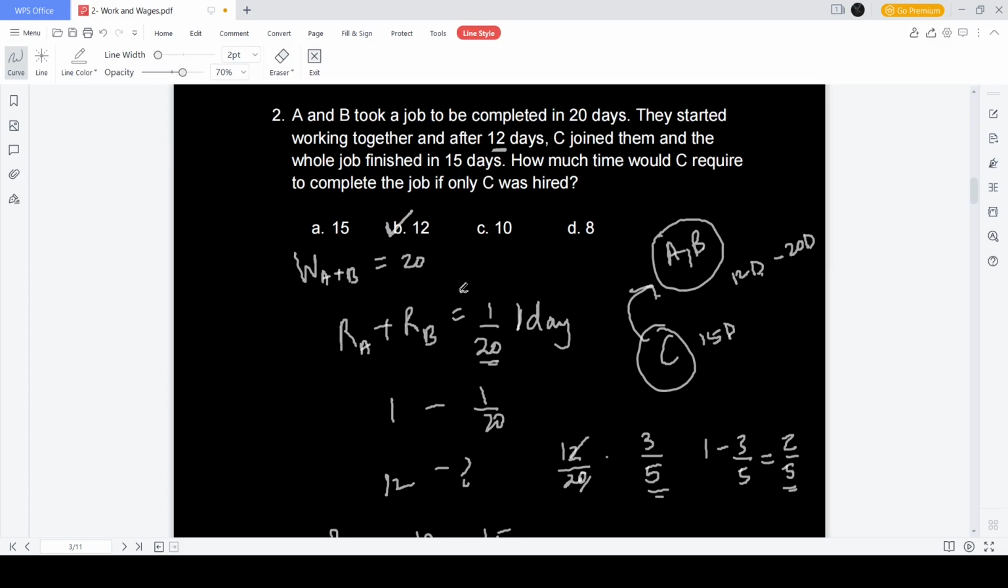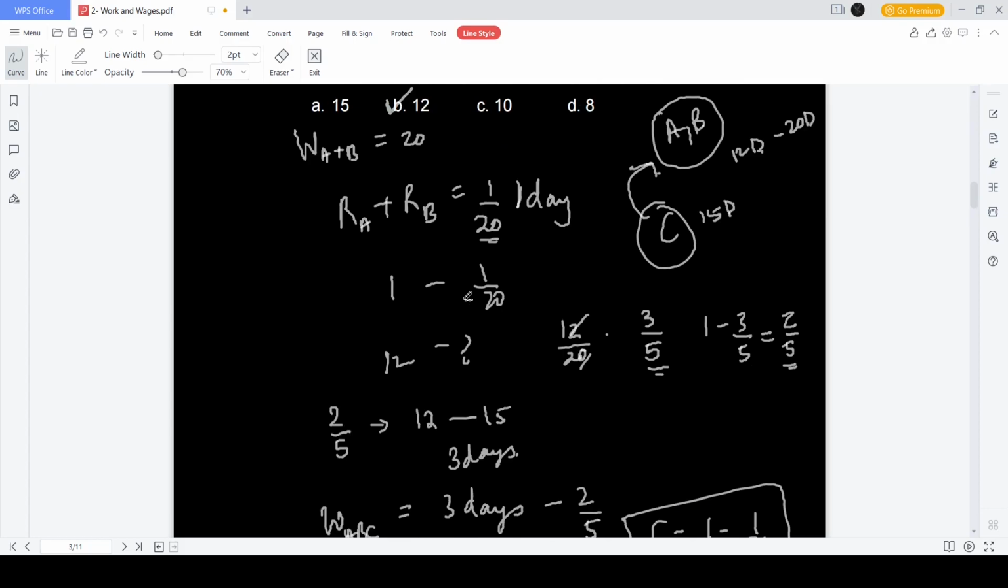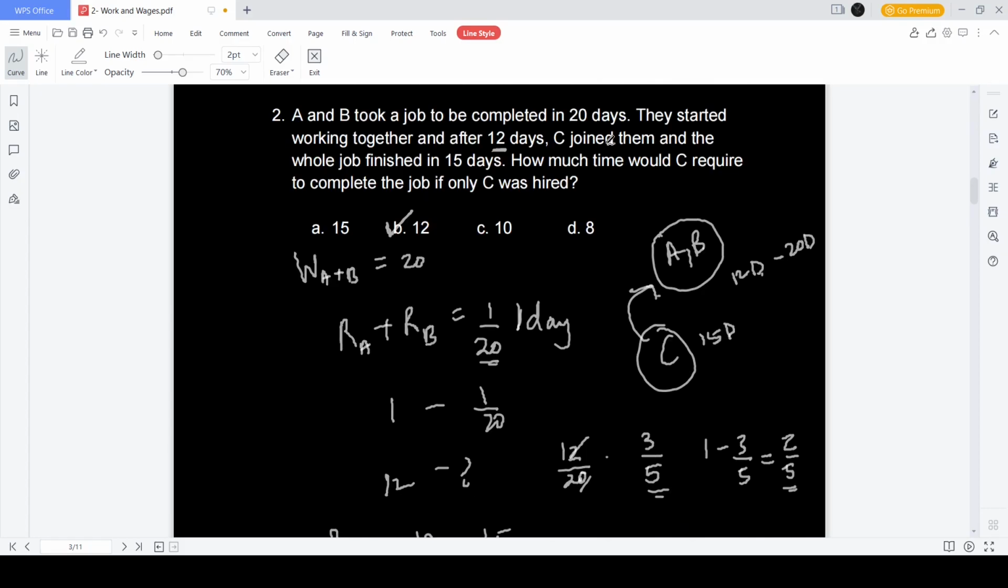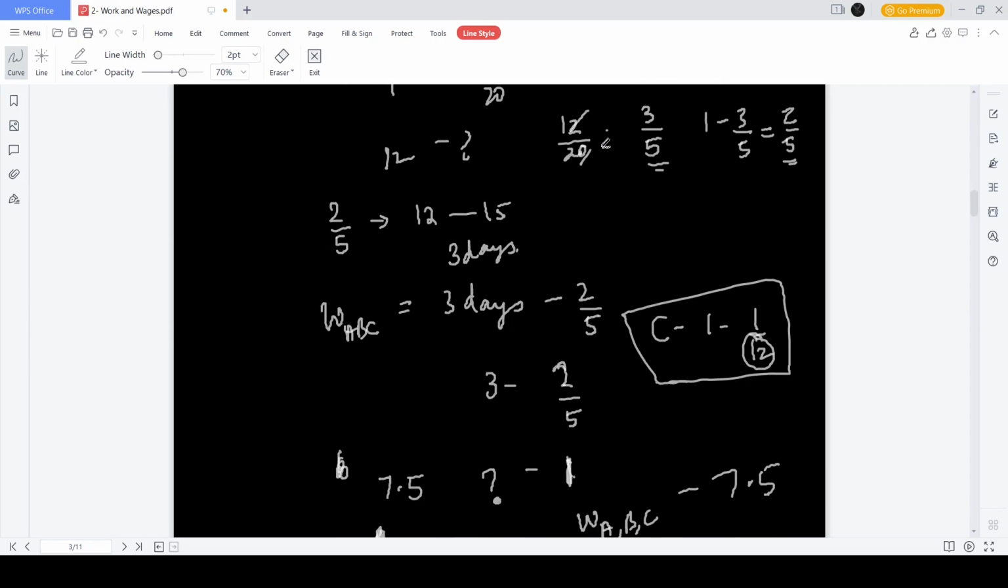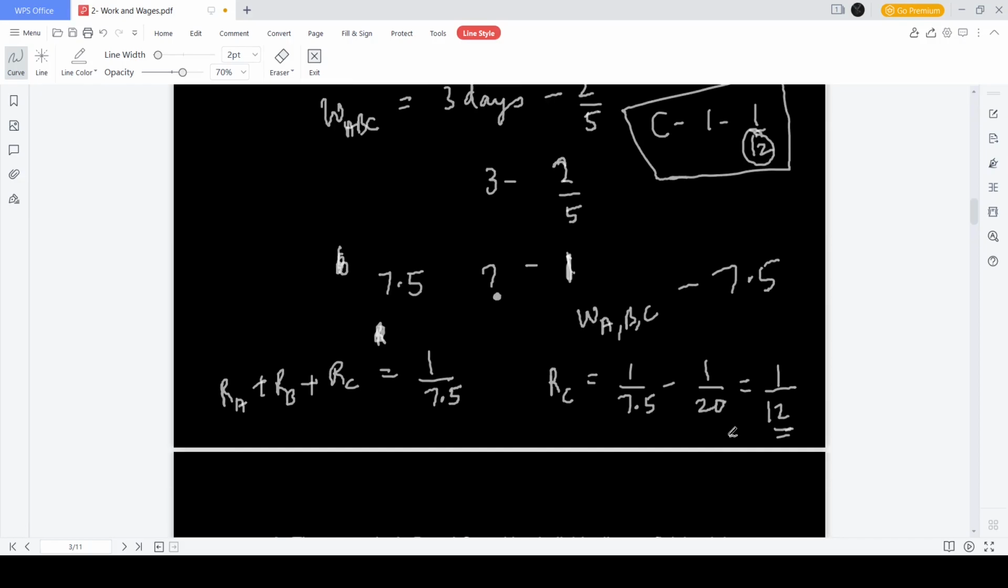Okay. Always for work questions, find the rate. It's going to be very simple after you find the rate of doing work. So we found the rate of A plus rate of B. Then using the additional information, when C joined, we found the rate of A plus rate of B plus rate of C. Once we got that, we substituted the value of rate of A plus rate of B, and we got the rate of C, which is nothing but 1 by 12. So if C finishes 1/12 of the work every day, it takes 12 days for C to finish the whole job.